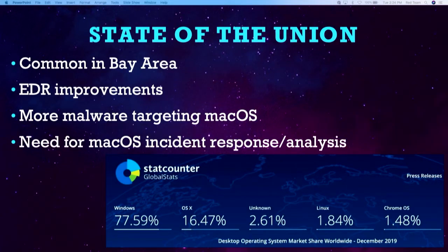So in terms of state of the union for macOS, in most of the world, macOS is still in a minority. You can see here from the statistics, Windows is still the lion's share for desktop operating systems, but macOS has been growing. And what's interesting is in Bay Area companies, like I currently work at Box, which is headquartered in the Bay, a tech company, it's kind of the flip. You actually see more macOS endpoints and less Windows.